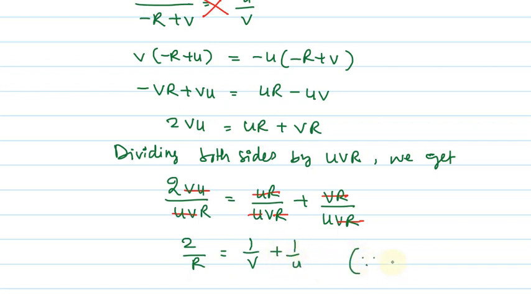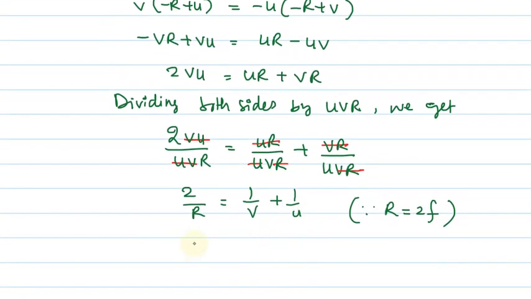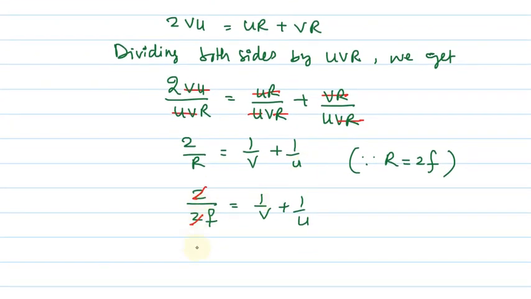Since R is equal to 2F, if we substitute this, we can write 2 upon 2F is equal to 1 by V plus 1 by U. Here we can cancel 2 and 2. So we can finally write 1 by F is equal to 1 by V plus 1 by U. So this is the required mirror formula.